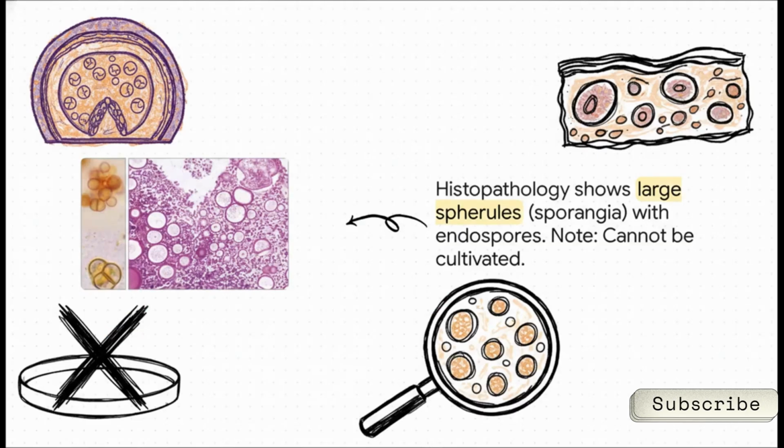And this is the money shot for diagnosis. What you are looking at is a biopsy filled with these massive, thick-walled circles called spherules, or sporangia. And they are just jam-packed with thousands of tiny little endospores. Now, here is the absolute most critical point. You cannot culture Rhinosporidium. It doesn't grow in the lab. So your diagnosis depends 100% on finding these structures in a tissue sample.